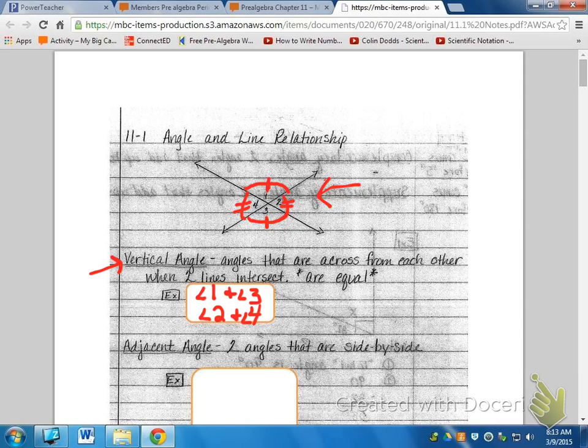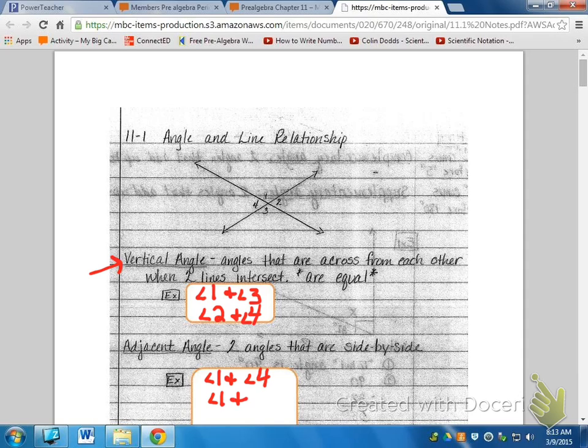In this picture we also get adjacent angles, and adjacent just means that they're side by side. So we have several pairs that we could actually name here. Let's just name a couple. If I named angle 1, could somebody tell me what would be adjacent to or side by side with angle 1? Angle 4. Angle 1 is adjacent to angle 4.